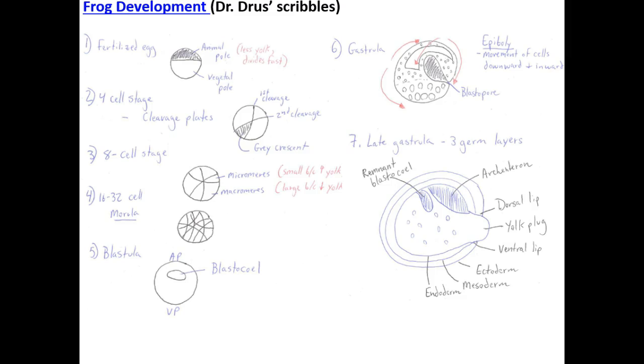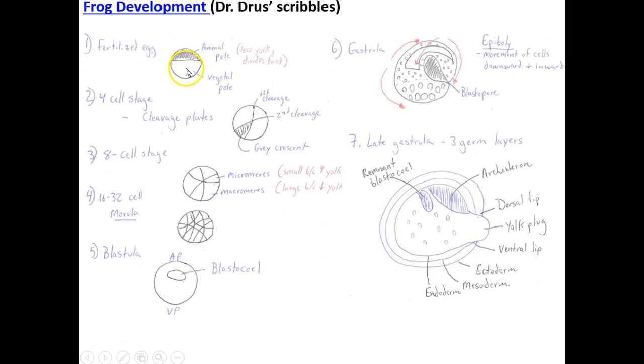All right, frog development is a bit more complicated. So I've put together some scribbles for you guys because I like to simplify frog development as much as possible before we look at some more gory, detailed pictures. What you have in frog eggs is a darker animal pole. If you've ever seen the eggs of frogs, they have a darker pole, and then a lower pole that's lighter, known as the vegetal pole.